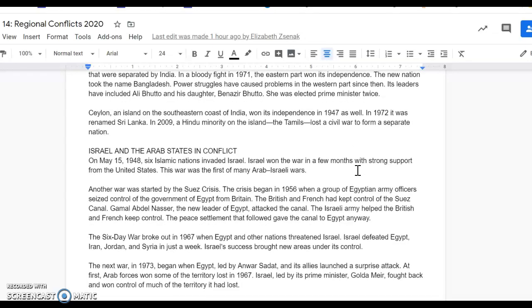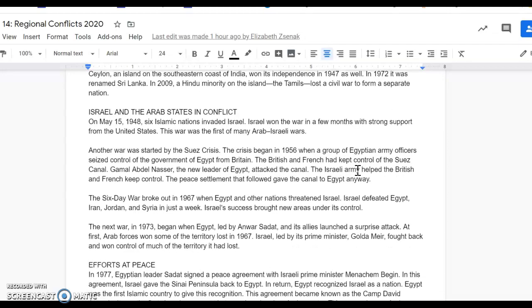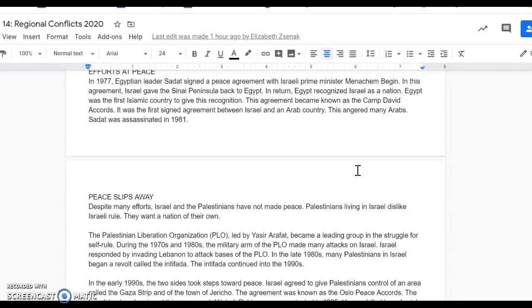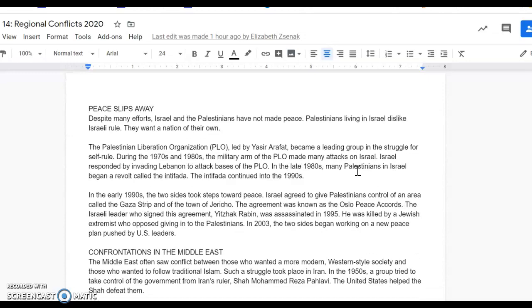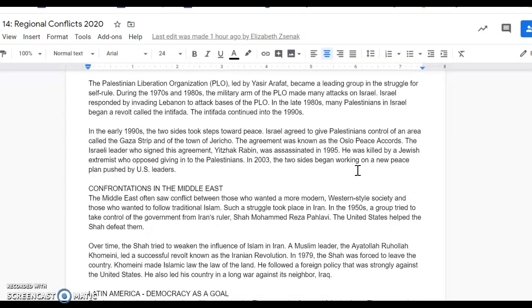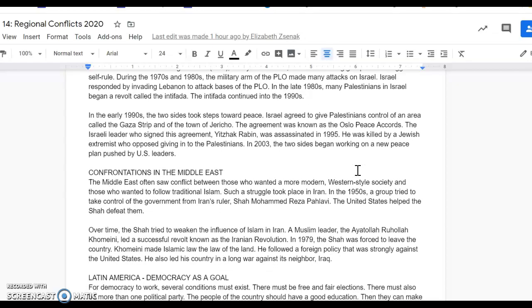Then we'll travel a bit west into the Middle East. We'll look at the ongoing conflict between Israel and its neighboring Arab states, and how efforts at peace slip away. That's all dealing with the Arab-Israeli conflict. Confrontations in the Middle East, we'll go over some other ones.